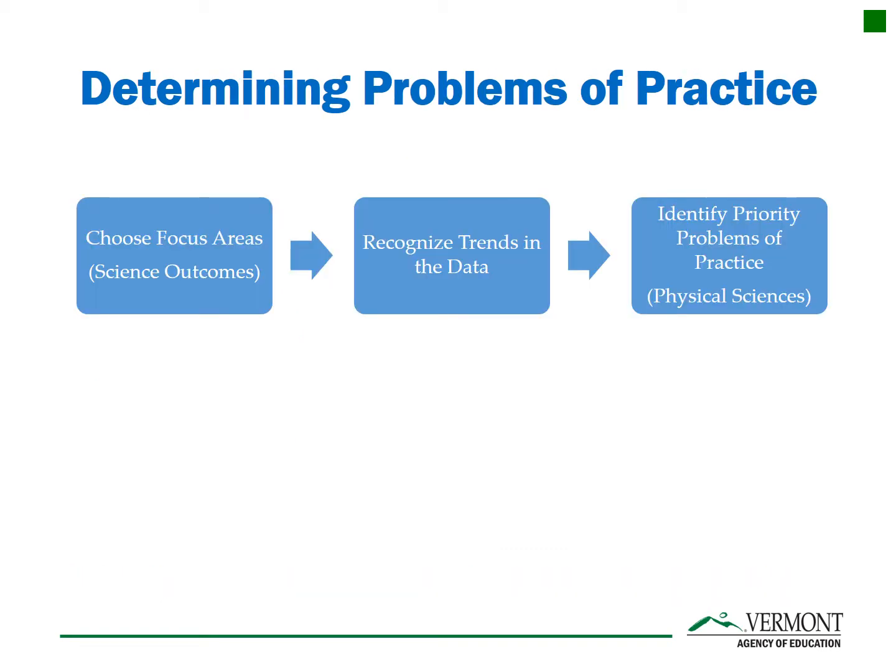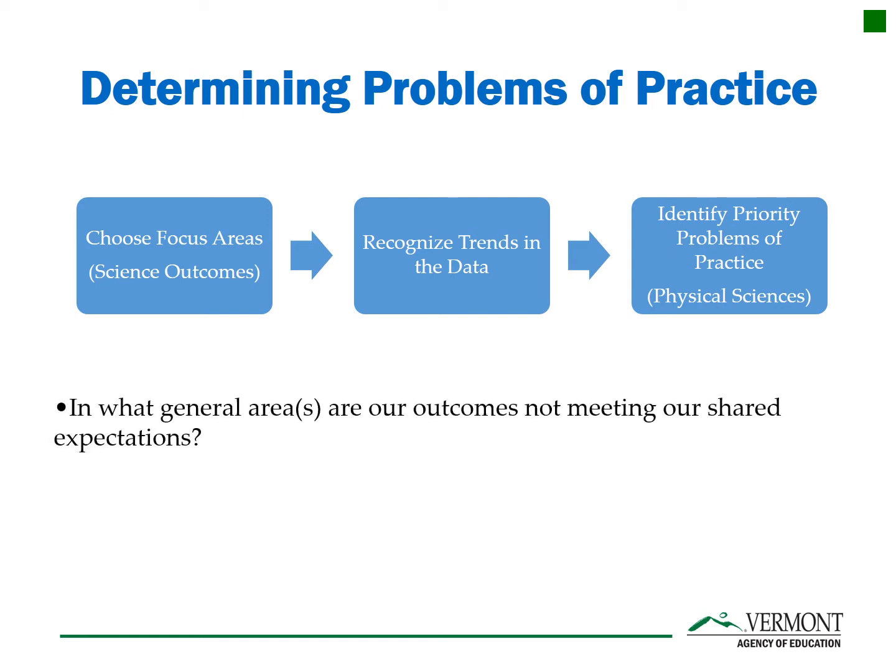The second stage in conducting a comprehensive needs assessment is determining problems of practice, beginning with the selection of focus areas. Focus areas are general areas of need revealed during the broad data overview. They provide an initial direction for a deeper data analysis. Let's use lagging science outcomes over the past 3 years as an example.